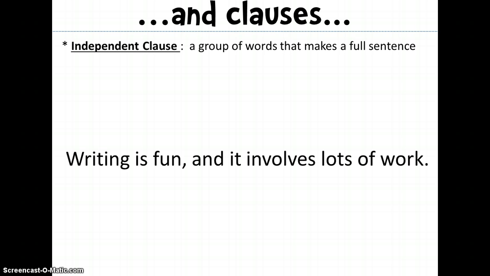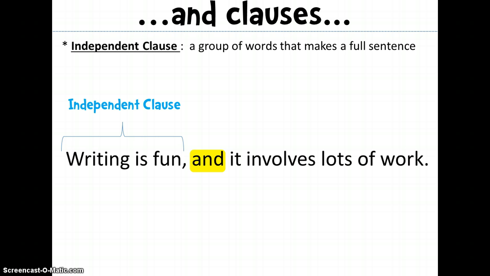So let's look here. Writing is fun, and it involves lots of work. Now what we should first notice is that we have that coordinating conjunction and. Now we need to look and think about what and is joining. So let's look before it. Writing is fun. This group of words is an independent clause because it has a subject, writing, contains a verb, is, and completes a full thought. Writing is fun. Full sentence.